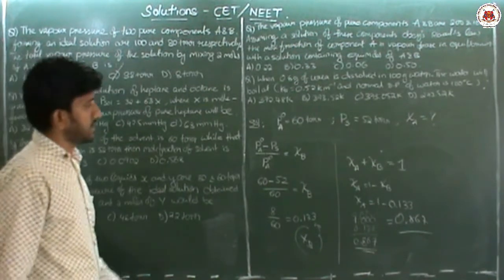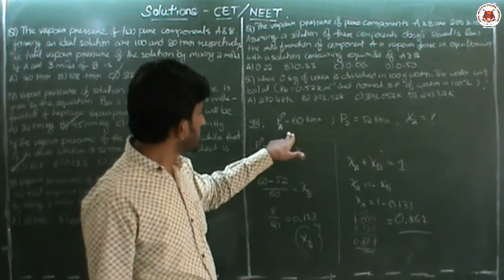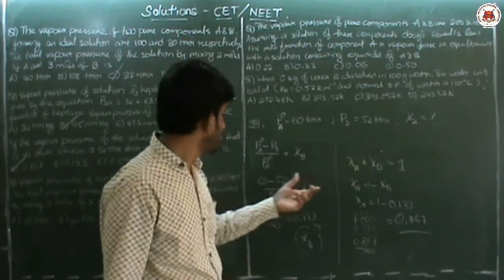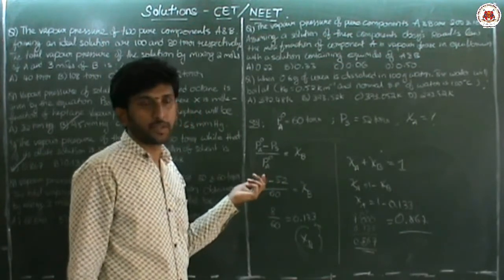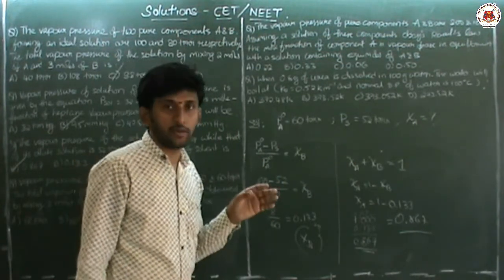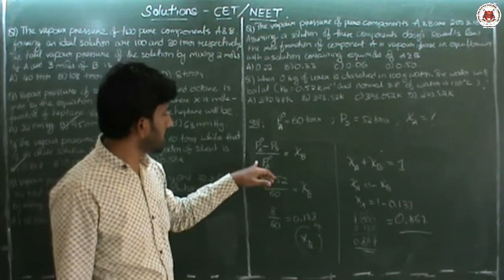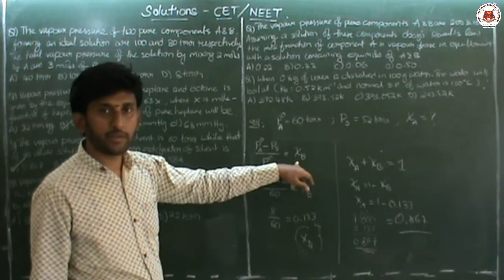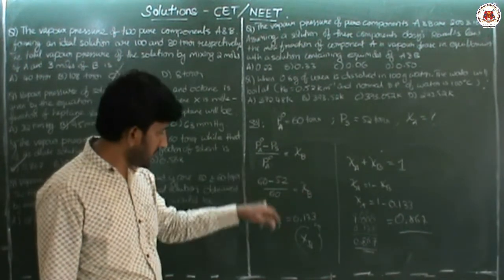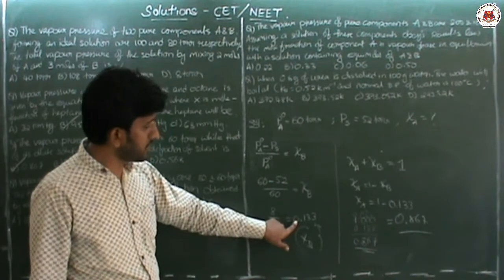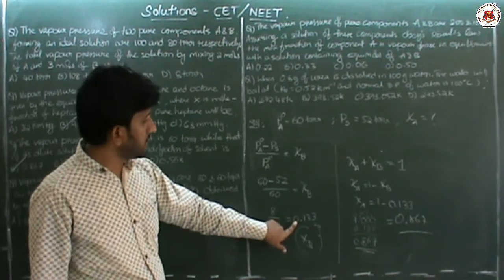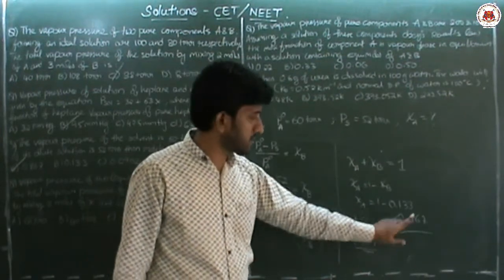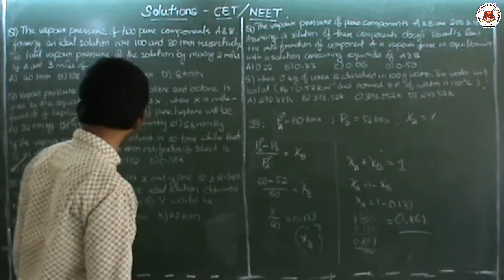So first what we have done: the pure solvent pressure and the solution pressure are given. They ask for the mole fraction of the solvent. For that we are applying Raoult's law, the relative lowering of vapor pressure formula. P naught minus Ps by P naught is equal to the mole fraction of solute. From that, if you calculate the mole fraction of solute you will get 0.133. And the mole fraction of solvent is equal to 1 minus solute. So the answer is 0.867, option A.